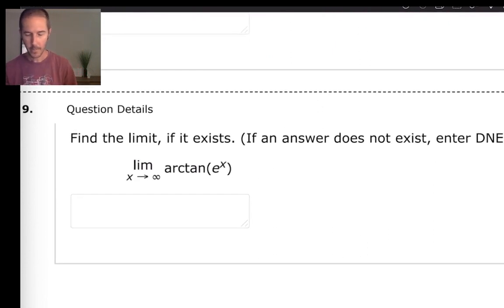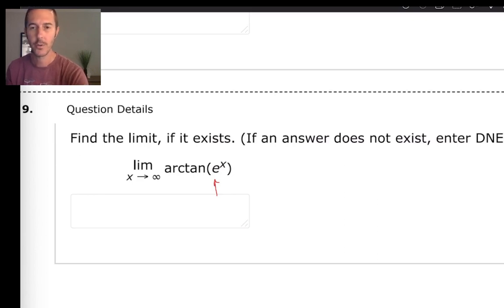In number 9, we're sending x to positive infinity for arctan. You should take the initiative to refamiliarize yourself with the graph of the arctan function, or inverse tangent function. Refresh your memory on the domain and the range of the inverse tan function. And remember that e is a number. E is, I think it's approximately 2.8 or 2.7.